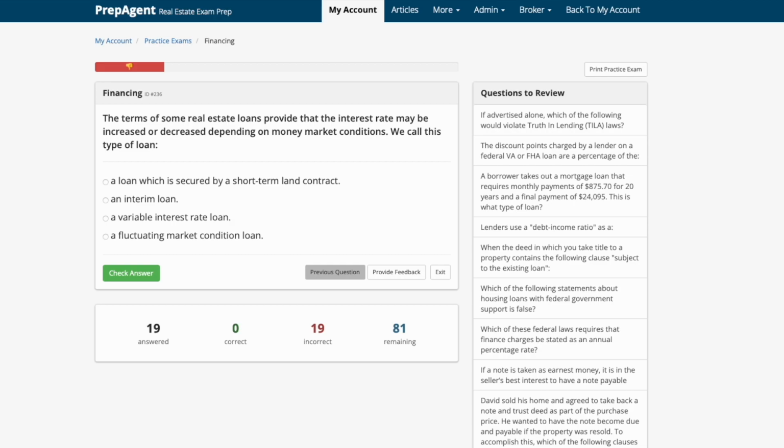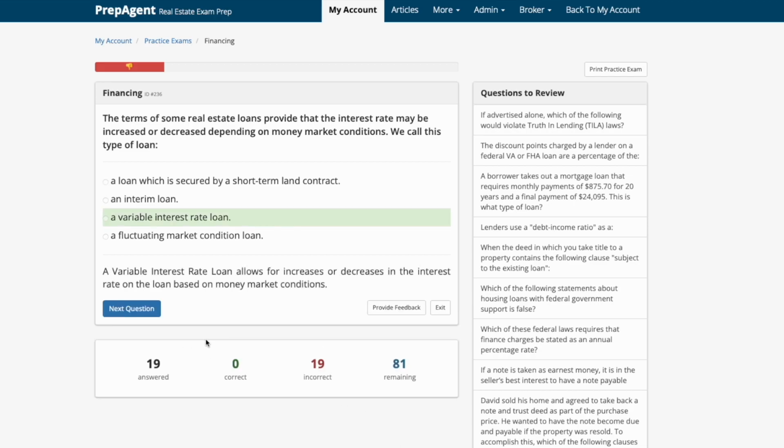The terms of some real estate loans provide that the interest rate may be increased or decreased depending on money market conditions. We call this type of loan a loan which is secured by a short-term land contract, an interim loan, a variable interest rate loan, or a fluctuating market condition loan. A variable interest rate loan. A variable interest rate loan allows for an increase or decrease in the interest rate on the loan based on money market conditions.